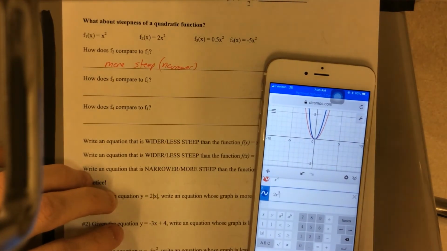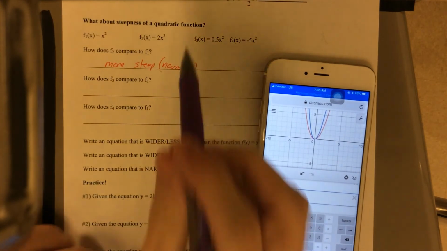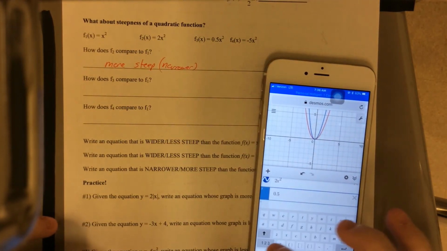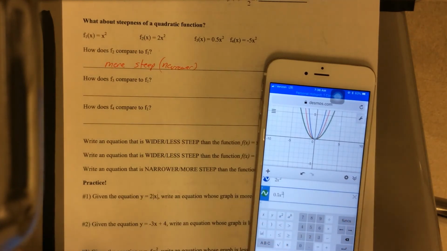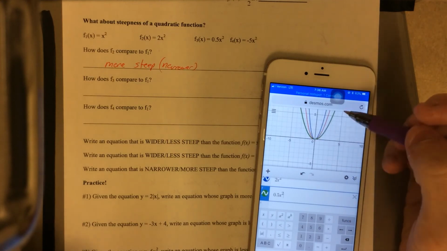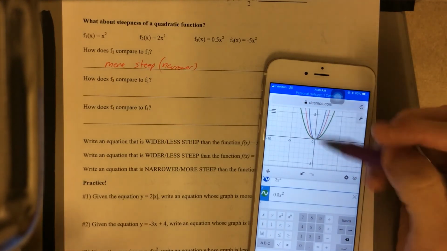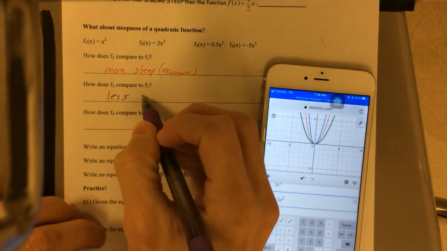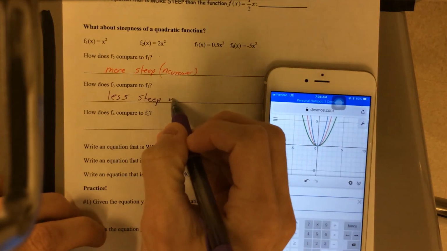Alright, so now that we see that one, let's look at this one, 0.5x squared. Oh, there's an x right there, I didn't even know that. Okay, so 0.5x squared, and that's our green one. You see how it's the widest one, it's less steep. So it's wider.